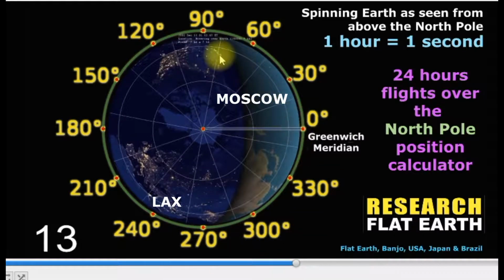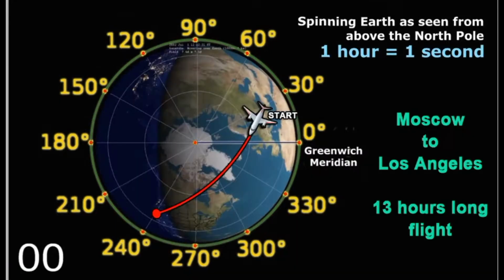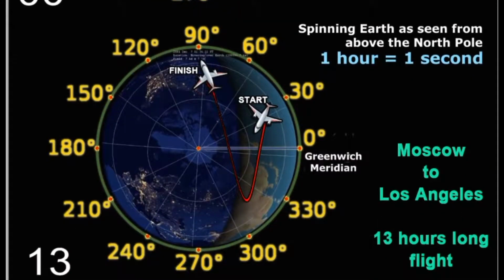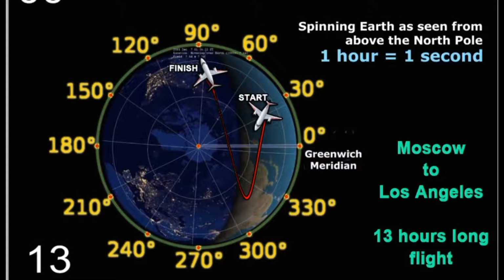Los Angeles right here. So looking at the flight route, this is what happened right here. The plane was going towards Los Angeles, which was right here, but ended up right there. This is the final flight route of this airplane.